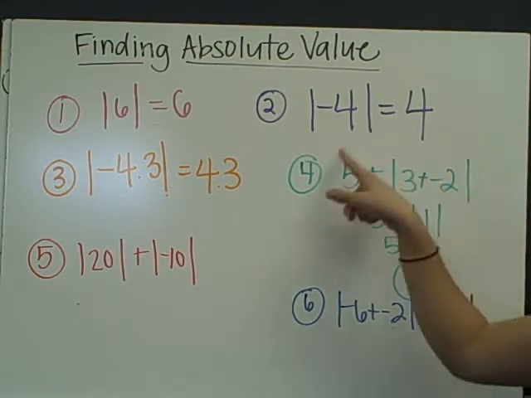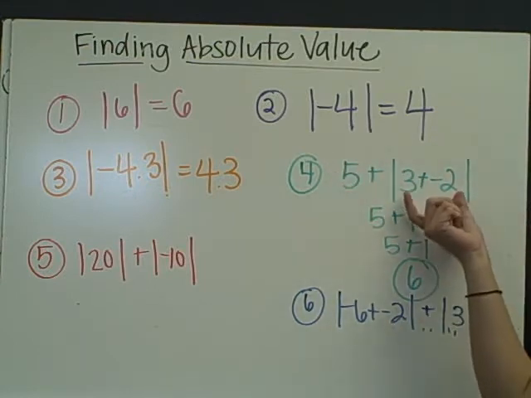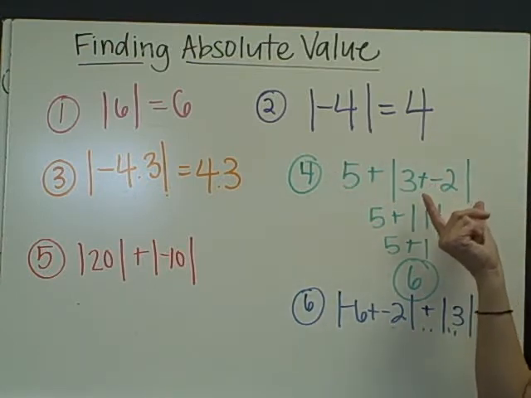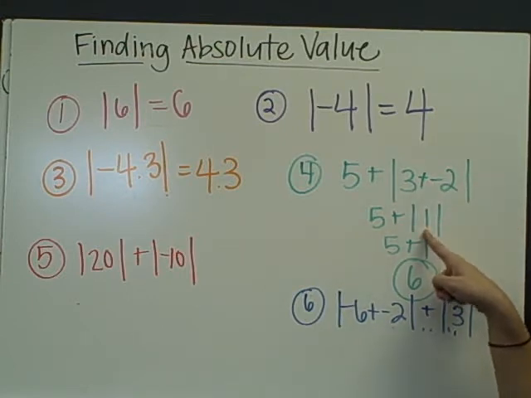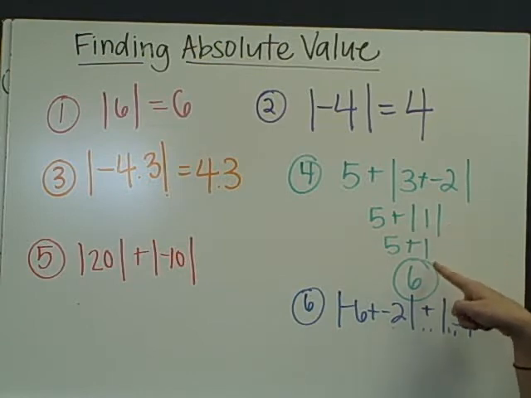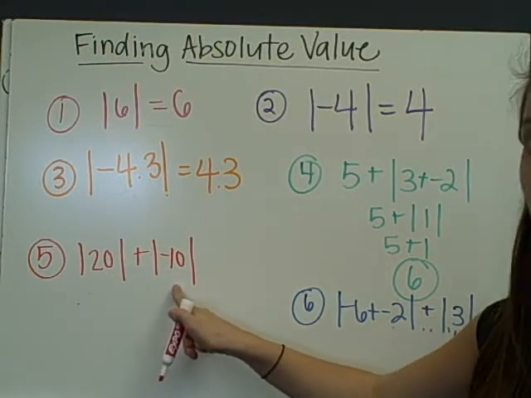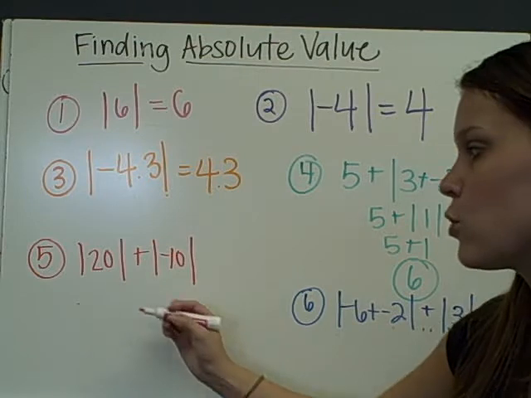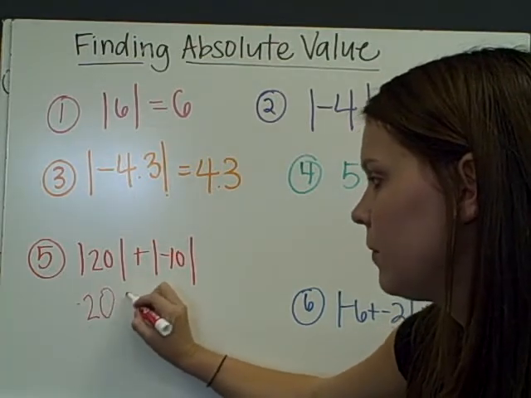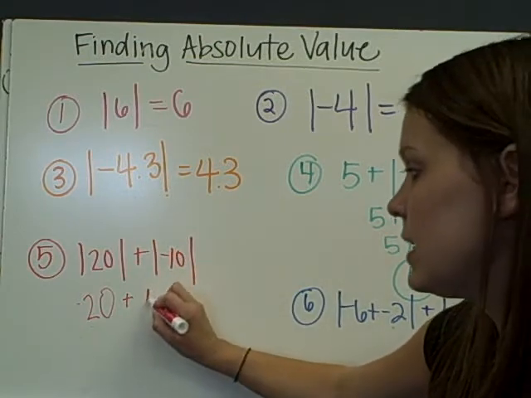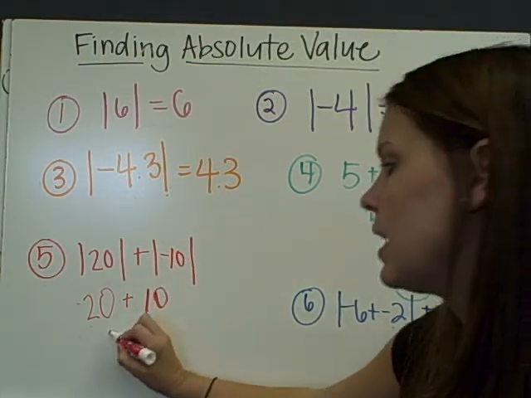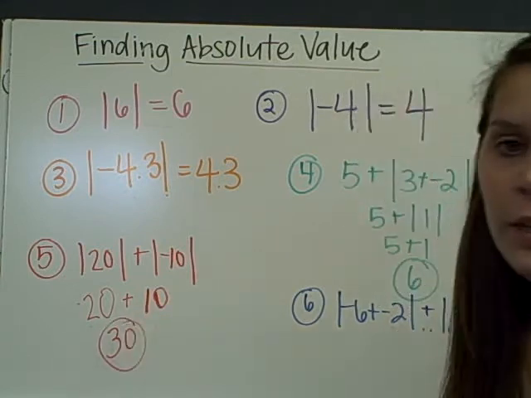Number 4, we have a full expression. You need to solve inside the absolute value bars first. So 3 plus a negative 2 gives me 1. The absolute value of 1 is 1, and 5 plus 1 gives us 6. Number 5, we solve the absolute values first. So the absolute value of 20 is 20, plus the absolute value of negative 10. The absolute value of negative 10 is 10, and 20 plus 10 gives us 30.